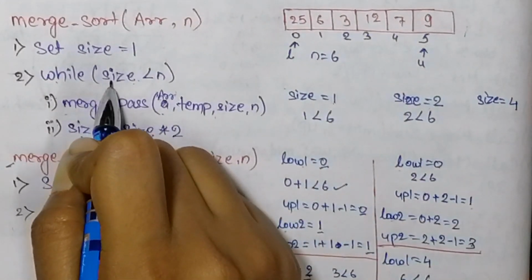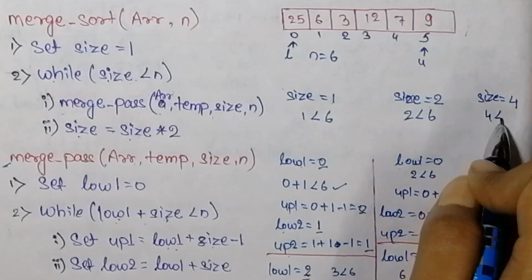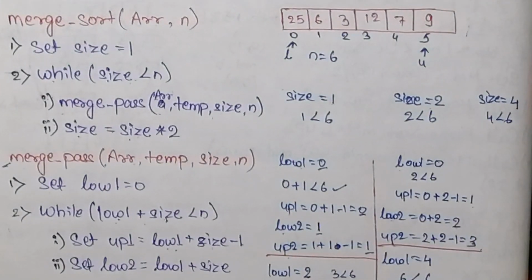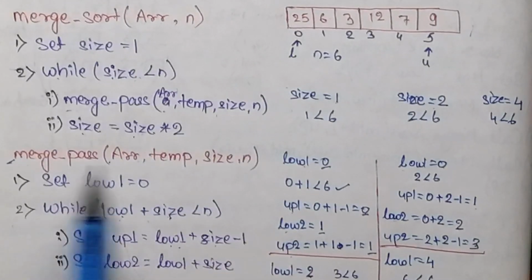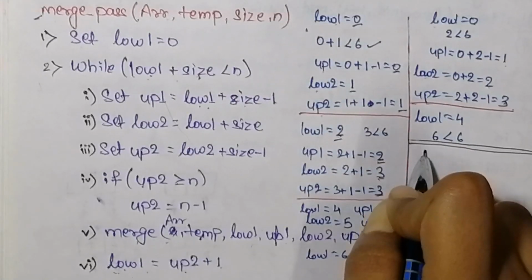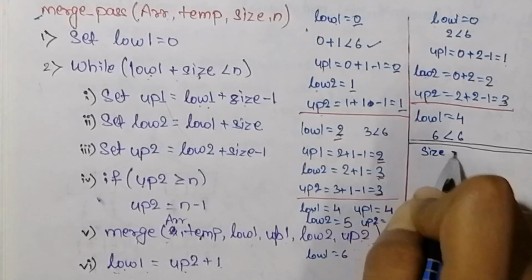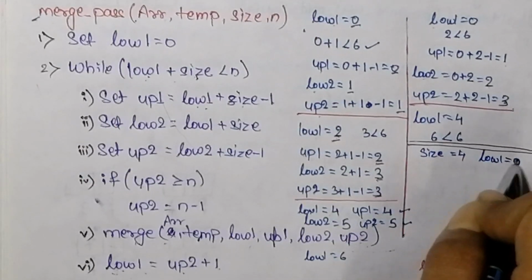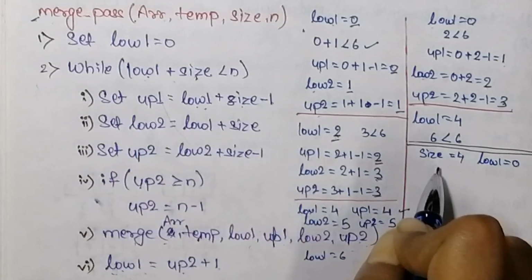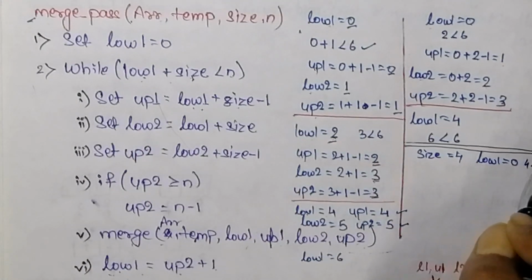Now we will again check this condition, is 4 less than 6? Yes, it is satisfying, right? So we will again call this merge pass function, that is this function. So see, now the value of size is 4, and we will set low1 equals 0 again, and 0 plus size, that is 4, is less than 6.